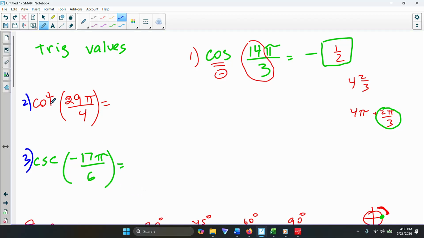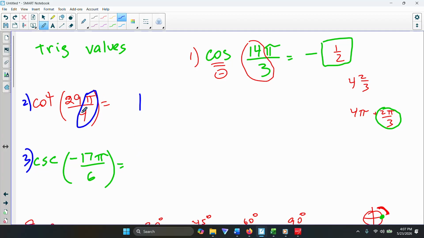Let's practice this. So cotangent of, I notice that this is something over pi over 4. I know the answer is going to be either +1 or -1. Why? Because cotangent and tangent of a 45 degree angle will be 1, either plus or minus. That depends on which quadrant it lands in. But I know the answer is going to be either positive 1 or negative 1 because of this part, pi over 4.